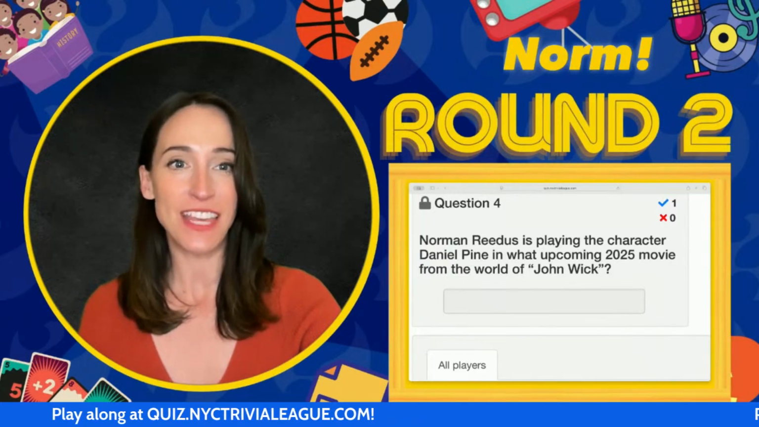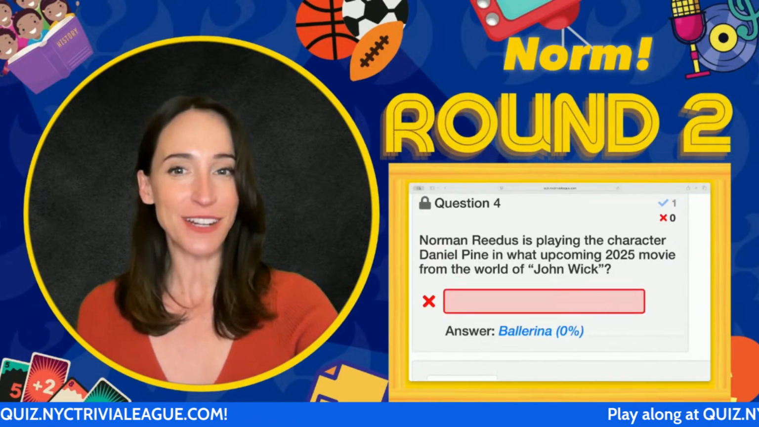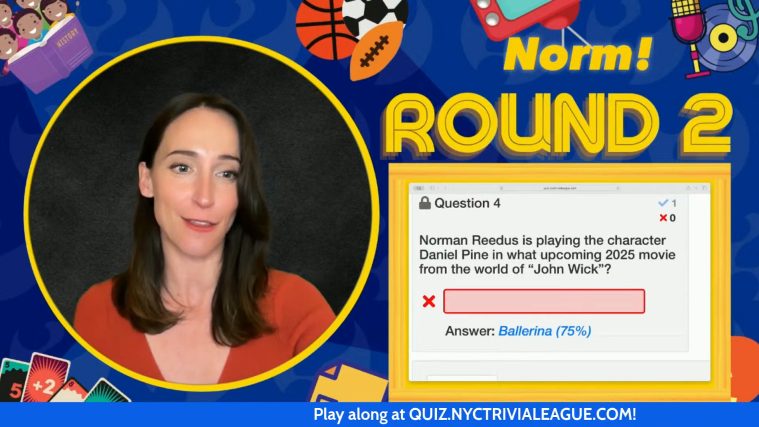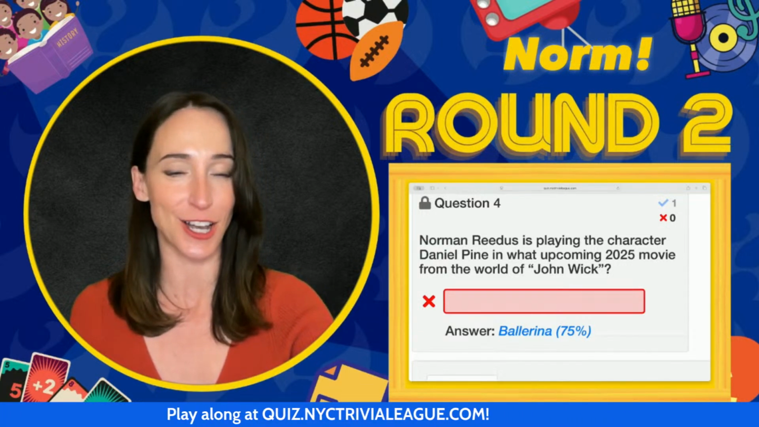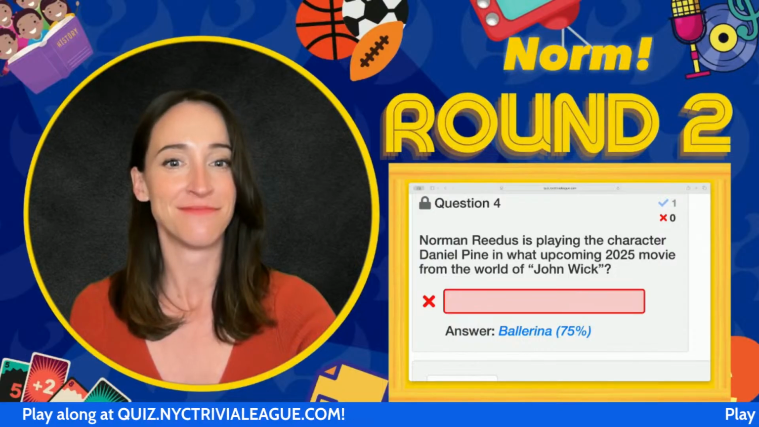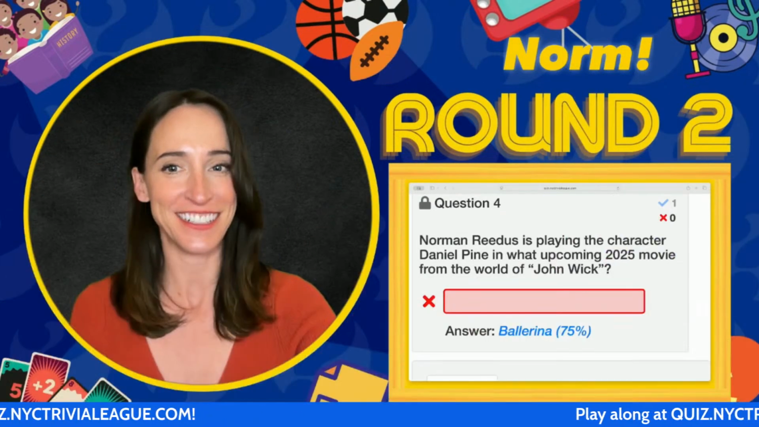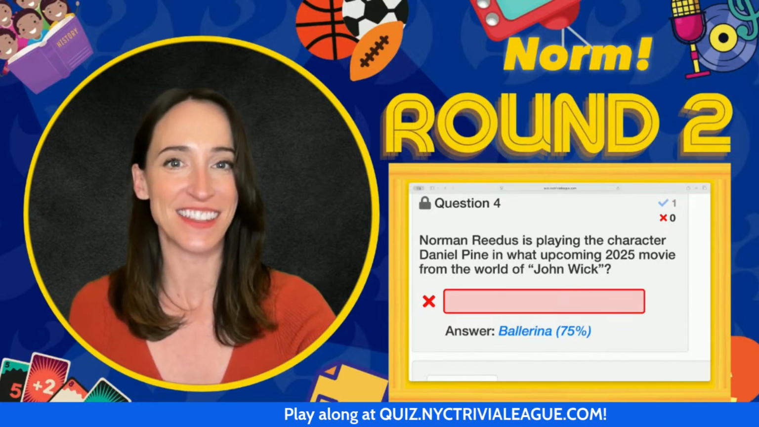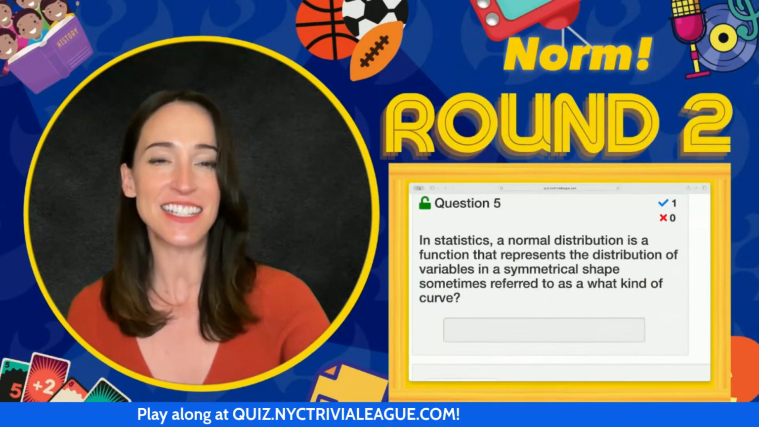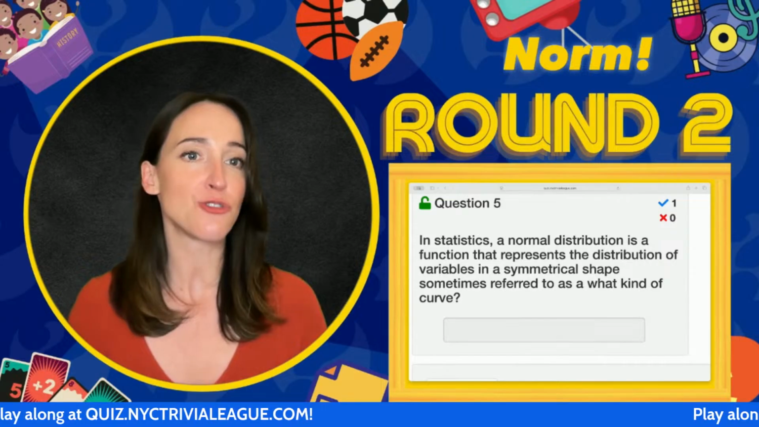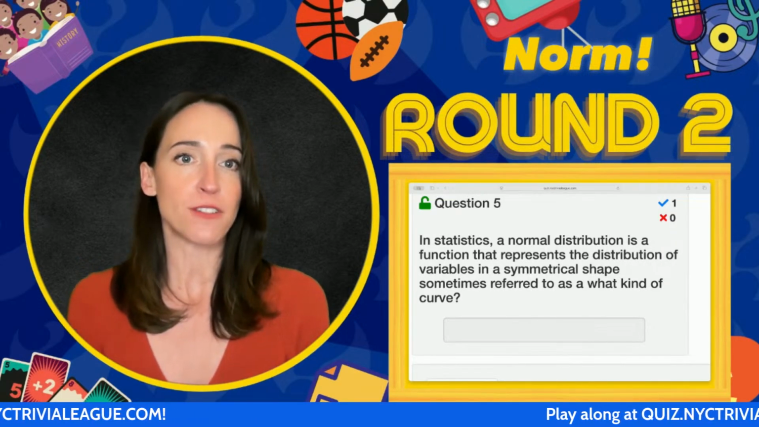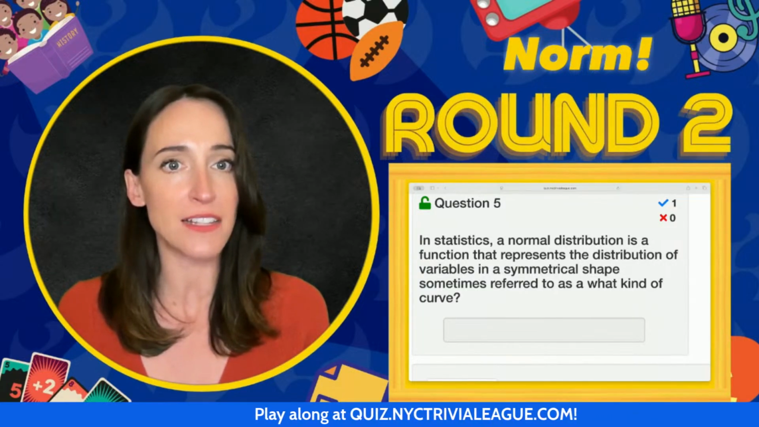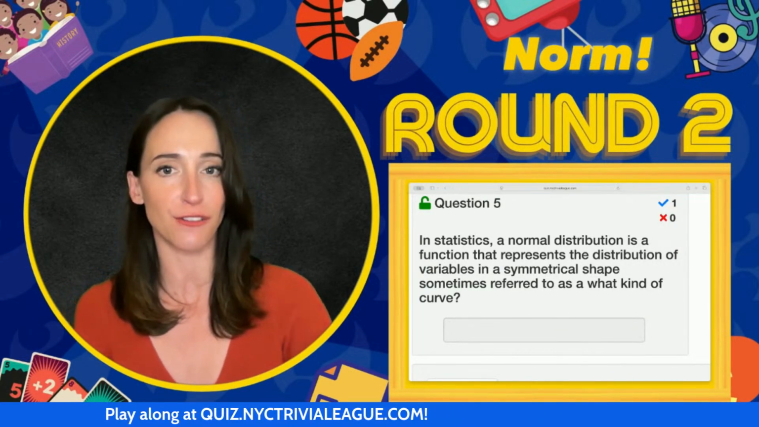The upcoming movie is Ballerina, starring Ana de Armas. And of course, starring in John Wick is none other than our theme from several seasons ago. You have just been Keanu'd. Our next question in round number 2, Norm, the topic. Here's number 5. In statistics, a normal distribution is a function that represents the distribution of variables in a symmetrical shape, sometimes referred to as a what kind of curve?